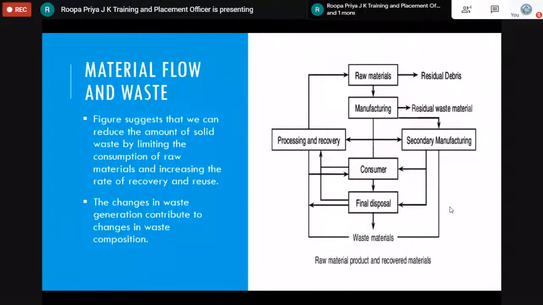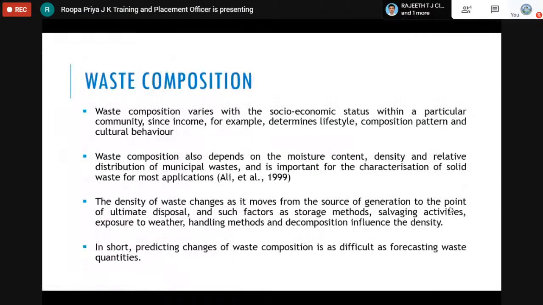So if the changes in the waste generation contribute to changes in the waste composition, what is this waste composition? The waste composition varies with the socio-economic status within a particular community, since income, for example, determines the various lifestyles, composition pattern, and even cultural behavior. Waste composition also depends on the moisture content, the density, and relative distribution of municipal solid waste, and is important for the characterization of solid waste for most applications.